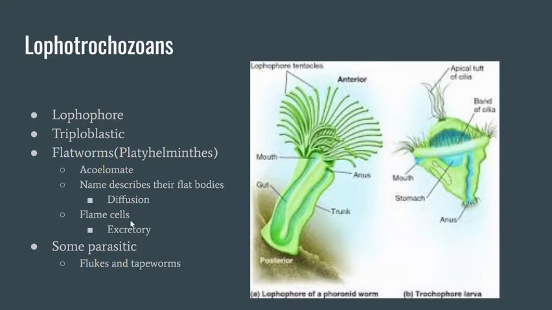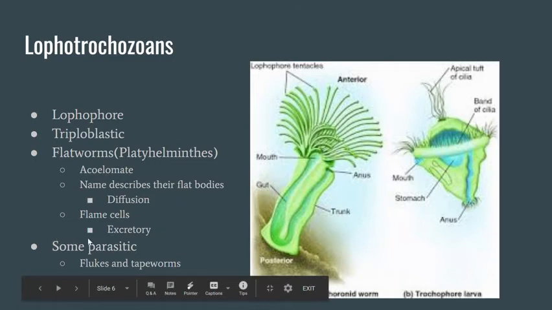You have flame cells. These are cells specifically made for excretion of waste. Some flatworms are parasitic, flukes and tapeworms being the most notable.